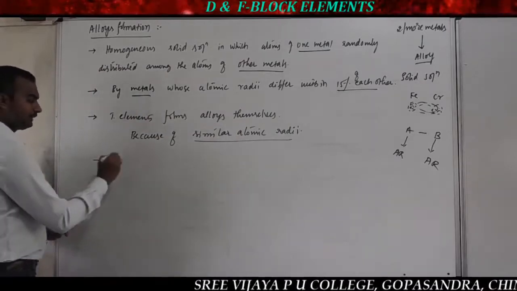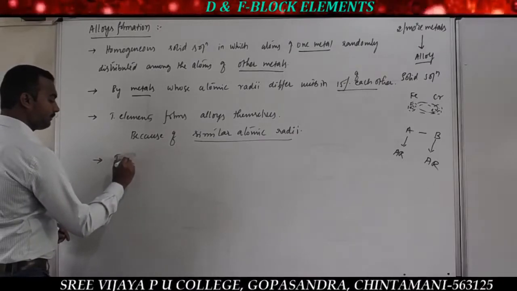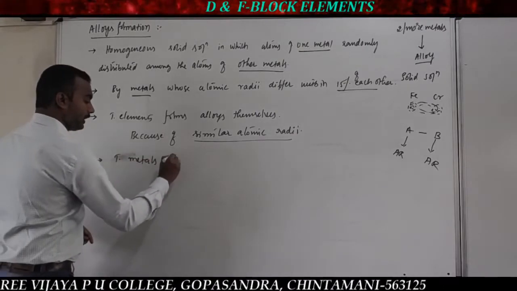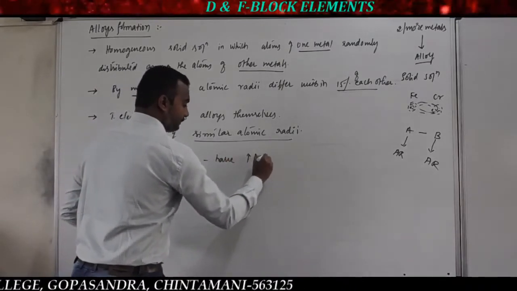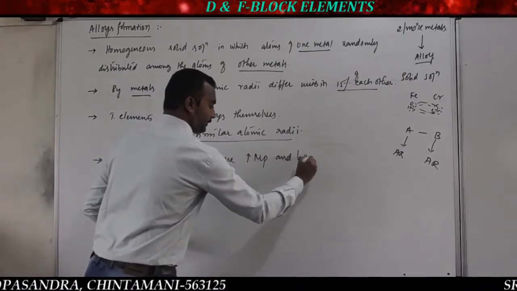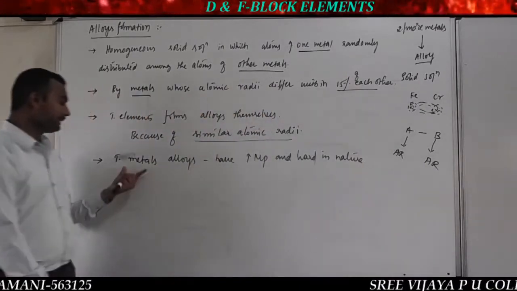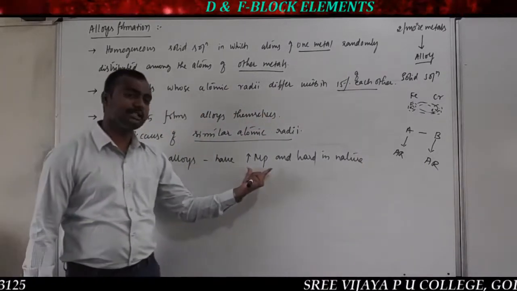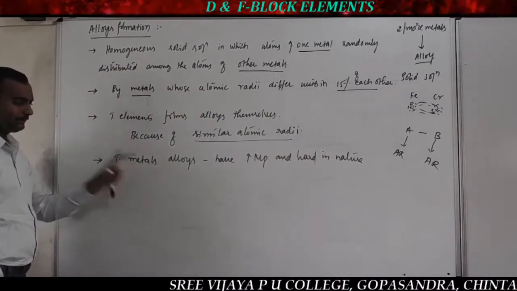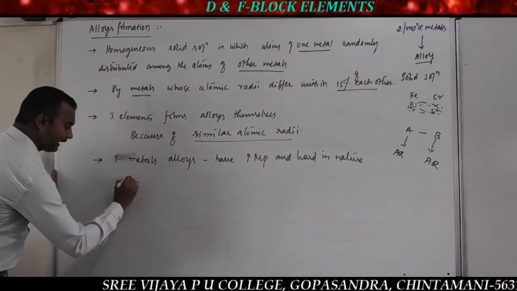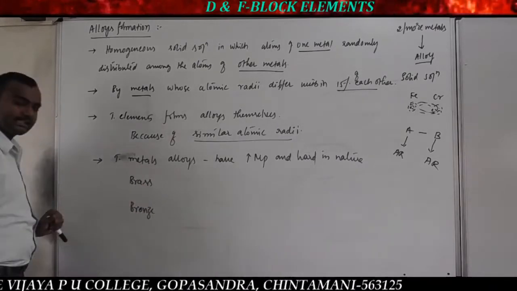And the alloy property is that alloys formed from the transition metals have higher melting point and they are hard in nature. So that's about the properties of alloys. Now what are the examples? Let me take brass. Another one is bronze. These are the best examples for alloys.